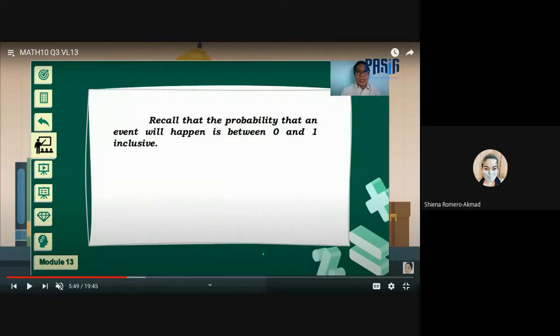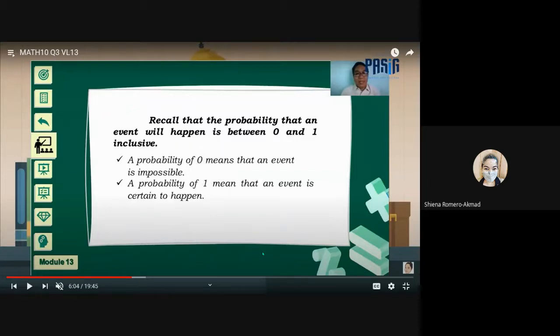And ito yung sinasabi ko sa inyo kanina, that the probability is between 0 and 1 inclusive. Meaning 0, imposibleng mangyari, and 1, certain, it will certainly happen. The closer a probability is to 1, the more likely it is to happen. Siyempre, the closer it is to 0, it is likely not to happen.